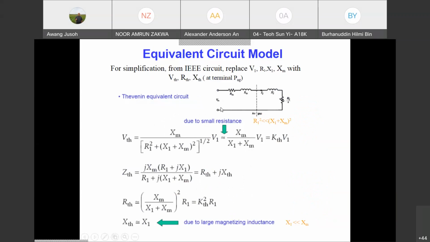This will be Thevenin. So Z Thevenin can be divided into R Thevenin plus jX Thevenin, and after that you put the component for the rotor. That you call the Thevenin circuit. So you need some extra work.